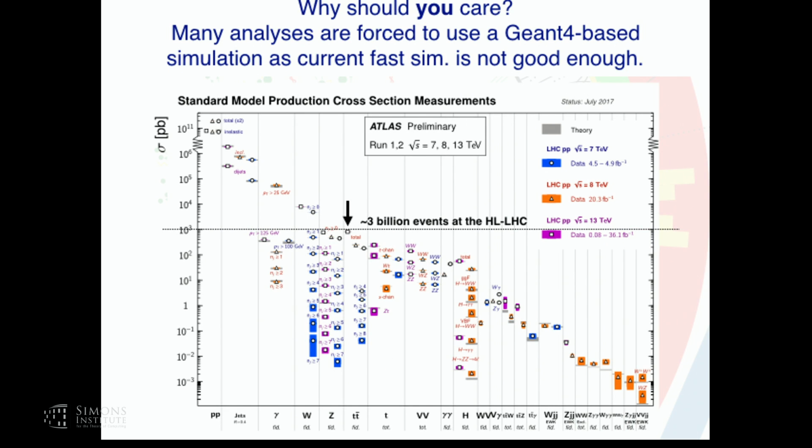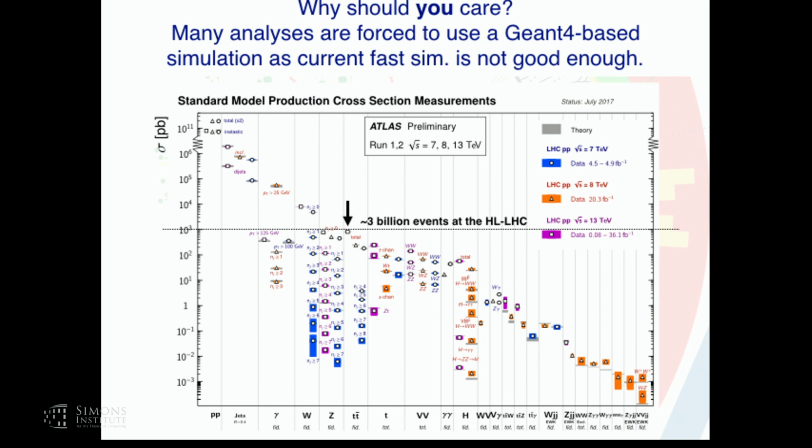Maybe I should very quickly say why you should care. Many analyses at the moment are forced to use this GEANT-based simulator because our fast simulators are just not good enough. For comparison, this is the same plot I showed earlier, but this is 3 billion events. This is the cross-section of particle collisions, and this is 3 billion events at the upgraded LHC, the one that we're going to have in 10 years.